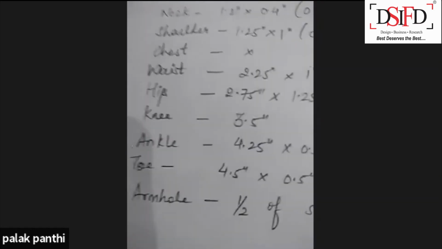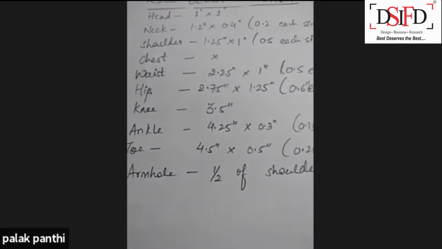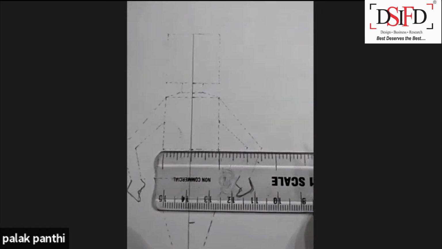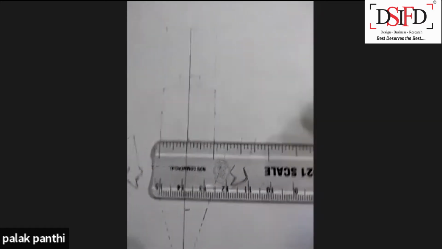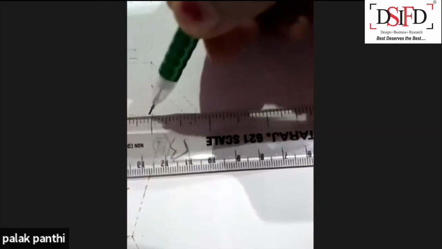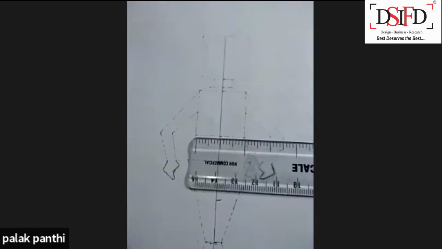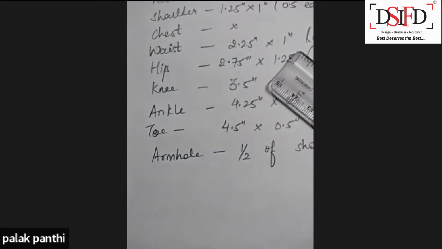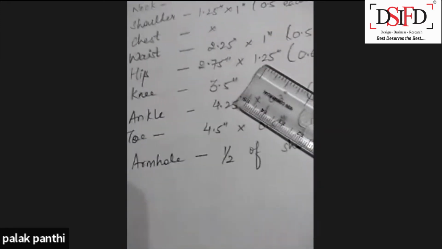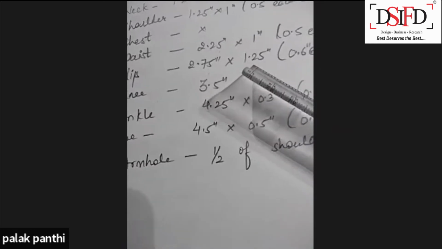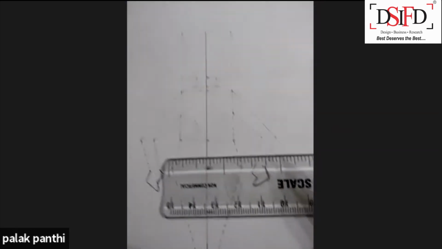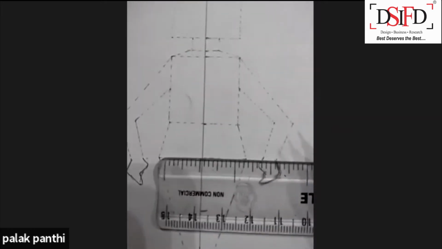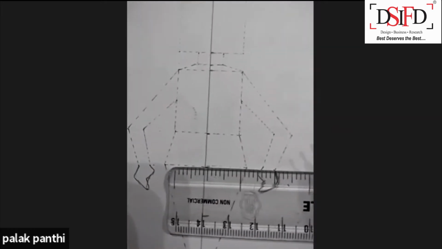Then we have waist, which is 1 inch broad. That means 0.5 on each side. This is our waist. So again, 0.5 on each side. 0.5 on this side, 0.5 on this side. Then we have hips, which is 1.25. So when you divide 1.25 by 2, you get 0.6 inch. This is our hips. I have to mark 0.6.